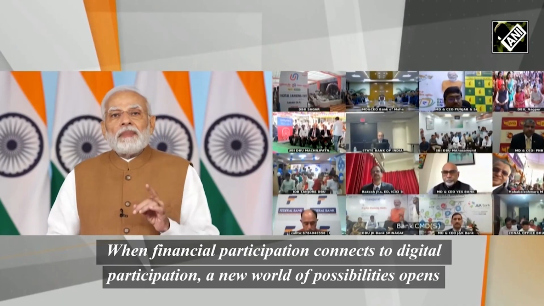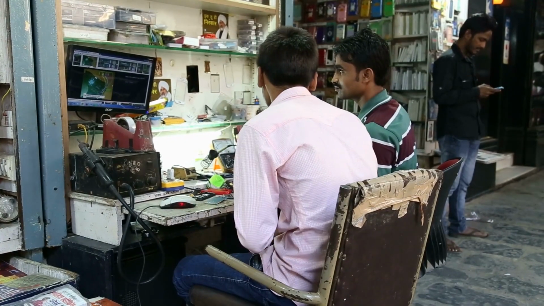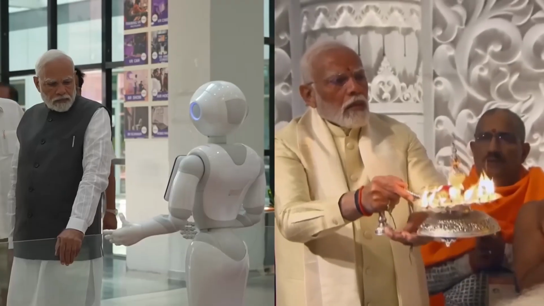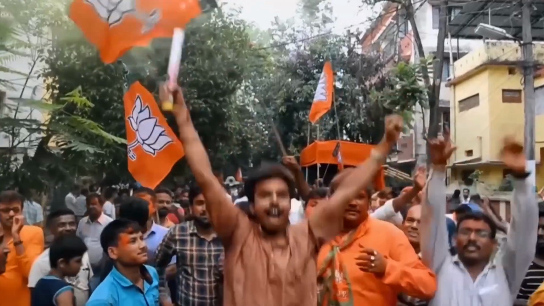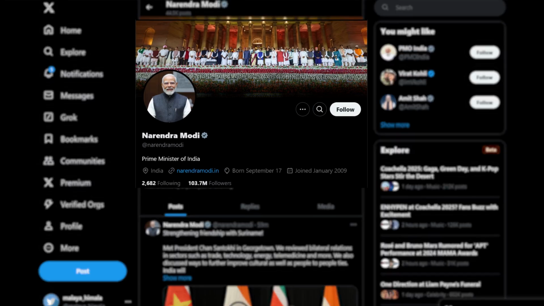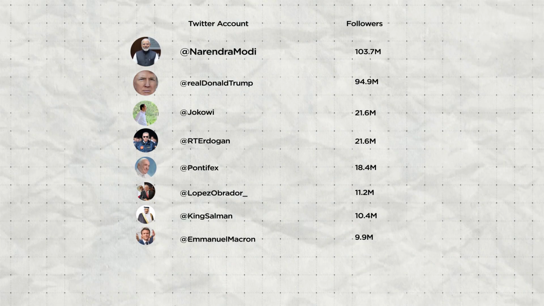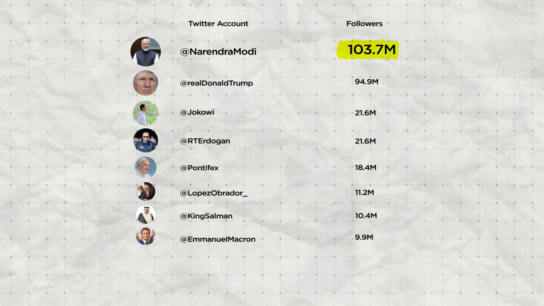He has successfully combined elements of a strongman leader with those of a tech-savvy reformer, appealing to both traditional and modern sensibilities. This dual persona has allowed Modi to maintain a strong connection with voters across diverse demographic groups, and he uses these platforms to create a sense of personal connection. With over 103 million followers on X, Modi has become one of the most followed politicians globally, outpacing many Western leaders. This massive following gives Modi an unparalleled platform to shape public opinion and control his narrative.